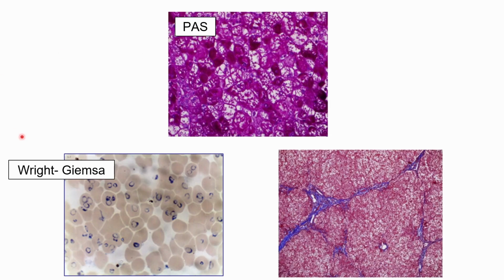And then we would also have, for example, Wright-Giemsa, which is another example that selectively stains this one. What could this be, guys? Any guesses? So this would be parasites within your RBCs. So the Wright-Giemsa stain has been developed to selectively stain, I think, parasites in blood cells.